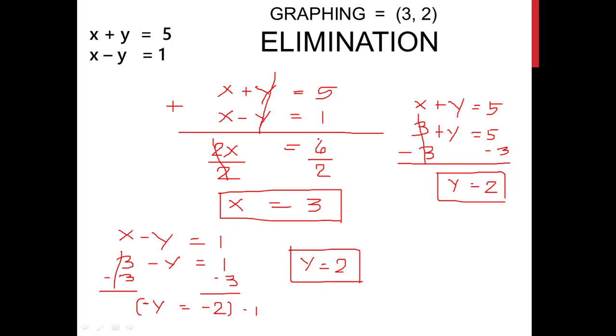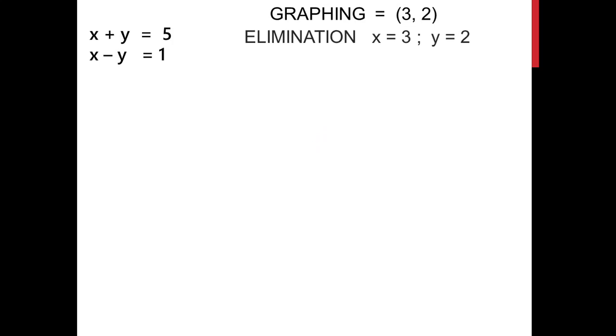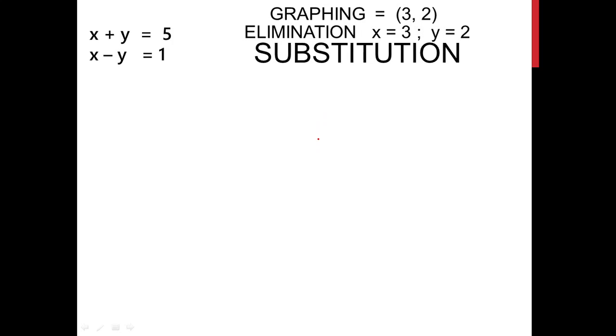Now let's try the last method, which is the substitution method. Using the same equations, we already solved by graphing, which yields x is equal to 3, y is equal to 2. We also solved using the elimination method, which yields the same values of x and y, 3 and 2. This time, let's use the substitution method and see if we come up with the same values of x and y.